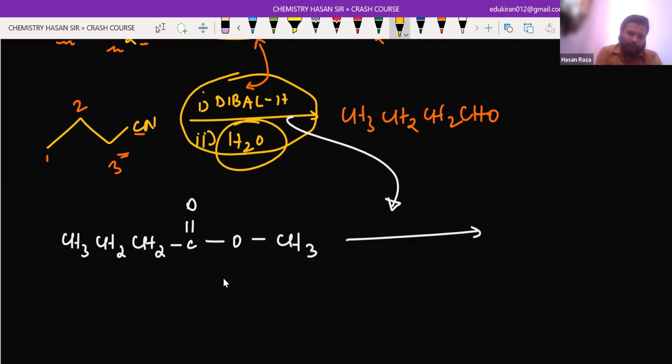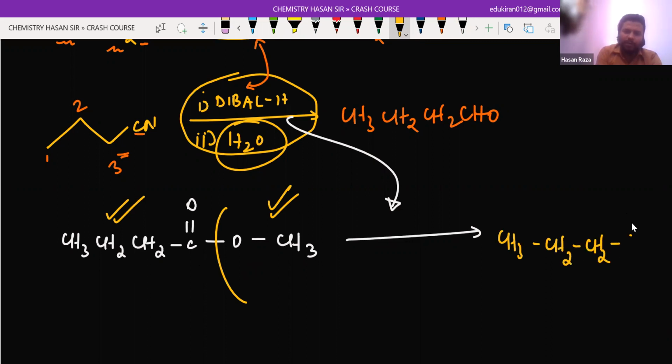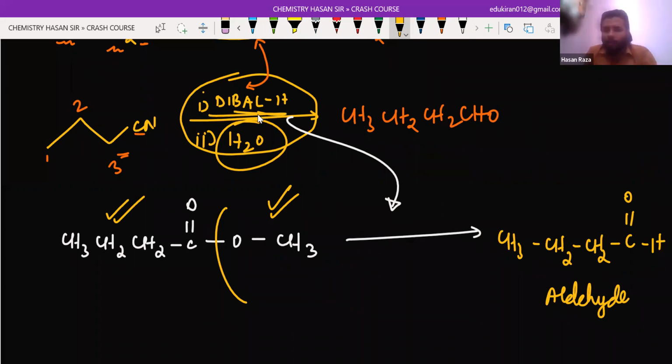Okay, so this will be converted into alcohol, and the rest part is basically reduction, so hydrogen will be added to the left hand side. So it will be CH3, CH2, CH2, C double bond OH. So this is your aldehyde. It's very simple. You just need to reduce it, since we use DIBAL-H, which is diisobutyl aluminium hydride, a reducing agent. So it will reduce it and you will be getting aldehyde from this side, the bigger one. Is that clear?